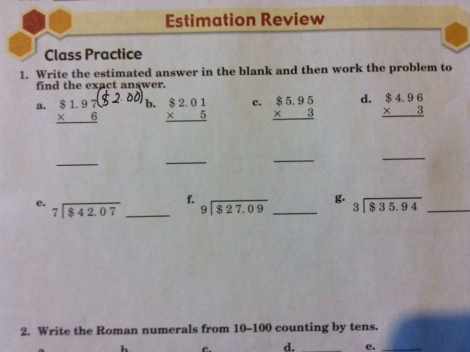Now, in our directions, it says to write the estimated answer in the blank, and then work the problem to find the exact answer. So we're doing two things. We're going to find our estimated answer. So that's our 6 times $2. And that would give us $12.